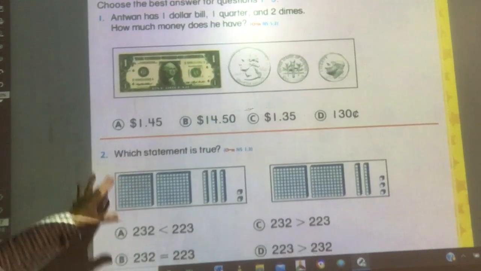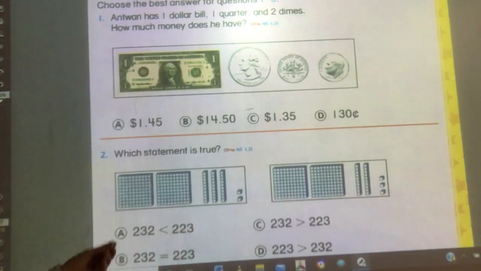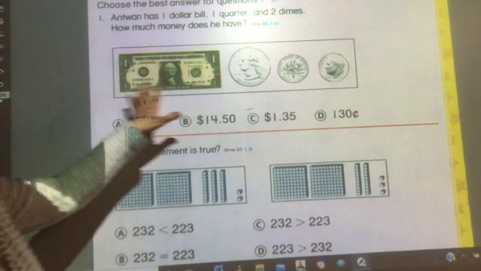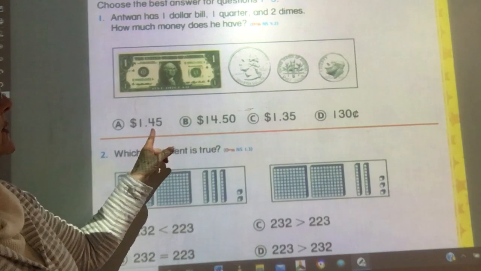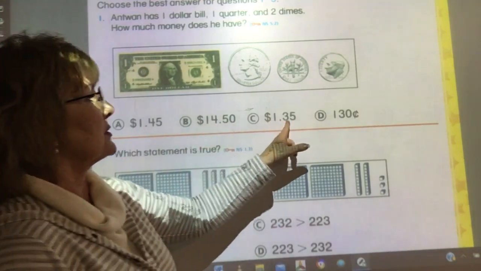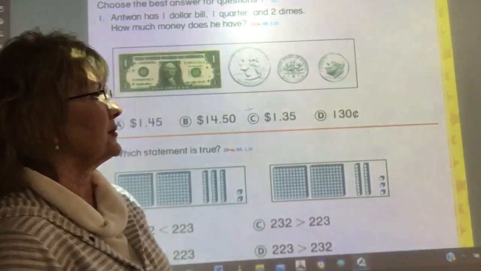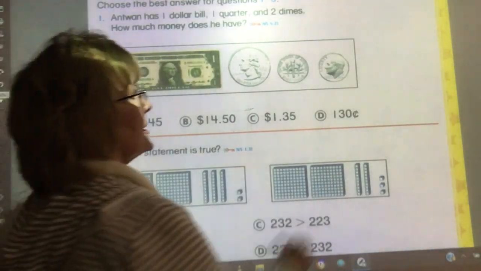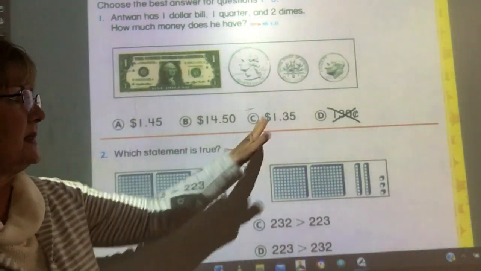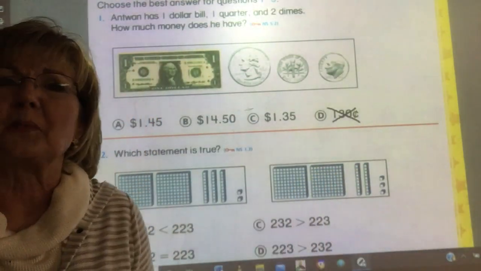Choose the best answer. Whatever that guy's name is has $1 bill, 1 quarter, and 2 dimes. How much does he have? So count it out. Is it $1.45, $14.50, $1.35, or 130 cents? Okay, you can just forget about that guy and choose between these three there. Whoops, that happens in class all the time, so make you feel at home.